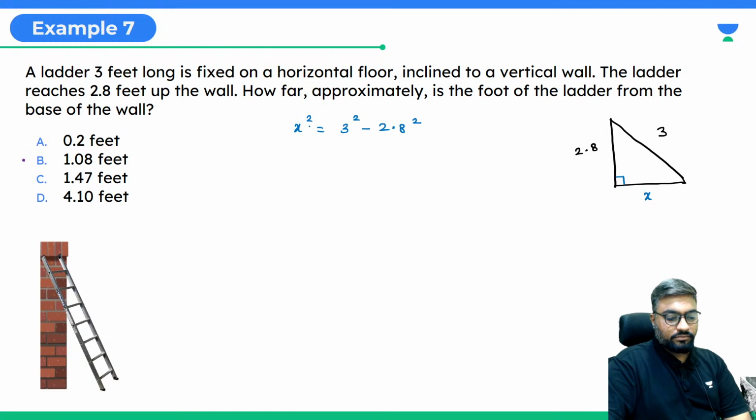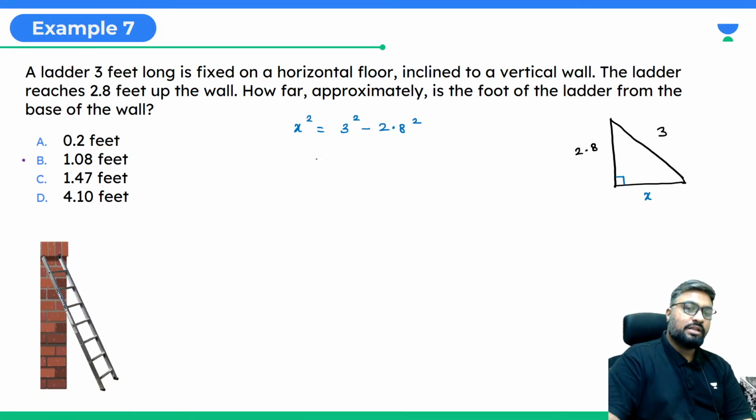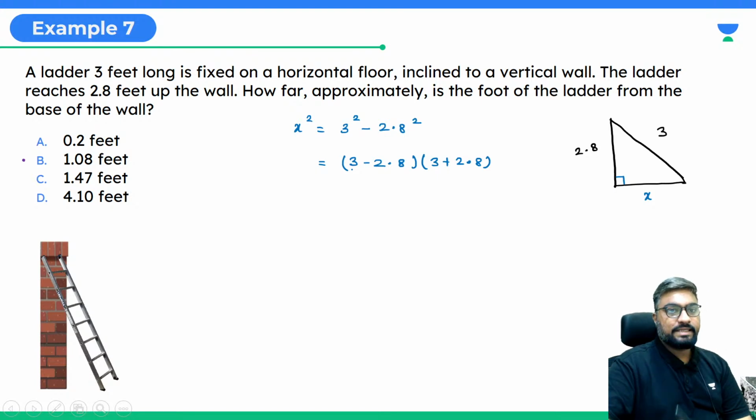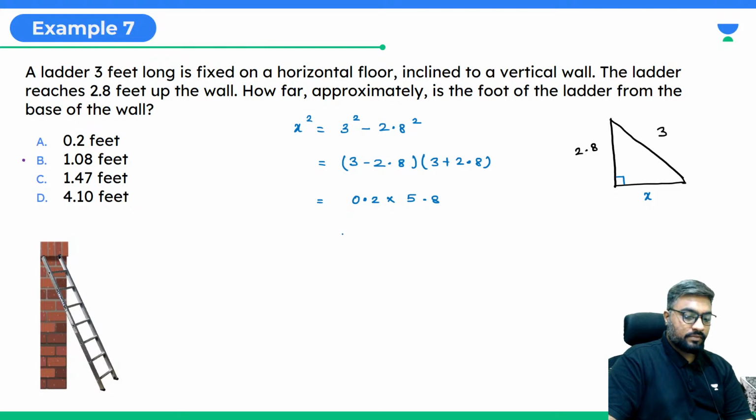Yes. So here, if you are not comfortable with this calculation, then you can write this as (3 minus 2.8) into (3 plus 2.8), right? A square minus b square is basically (a plus b) into (a minus b). So this is 0.2 into 5.8. What is double of 5.8? Double of 5.8 will be 11.6.